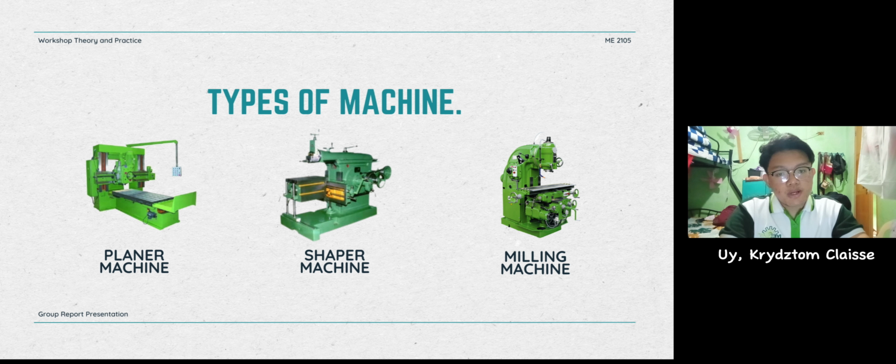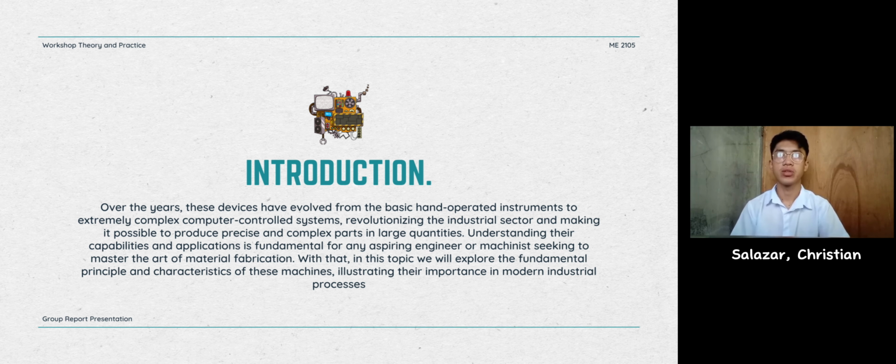These machines played pivotal roles in the Industrial Revolution, enabling the mass production of precision parts. They have since undergone numerous refinements and advancements, but their fundamental principles and functions remain influential in modern machine processes. And now I'm going to discuss some of the introduction of shaper, planer, and milling machines.